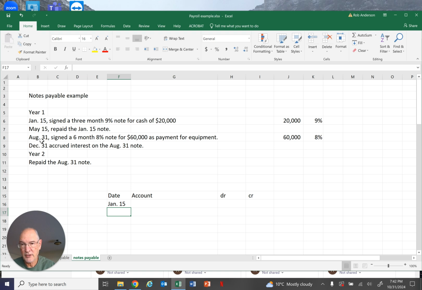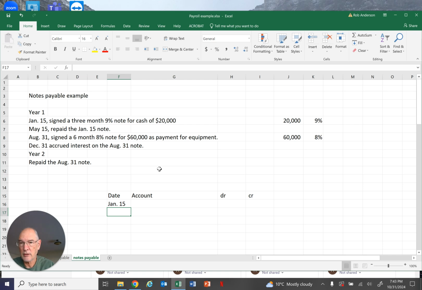However, for our August 31 note, we have a 6-month note, and that is going to cross over year end. So what we need to do is accrue interest expense for the time in the year that we have owed this money. And then we're going to pay it in the next year, and there will be another interest expense at that time from essentially January 1 until it's repaid. So this is going to give us our interest expense in the proper period of when we actually used that money and incurred a charge, which is interest.